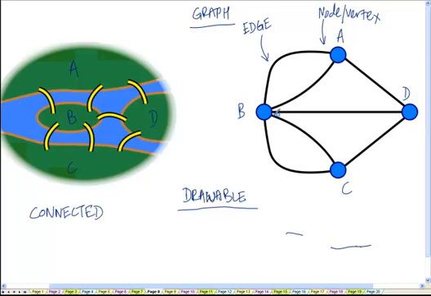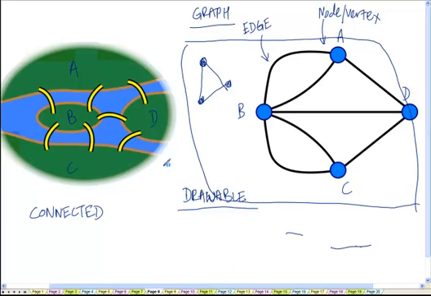A graph is said to be connected if there is a path between any two vertices in the graph. Okay, so for example, this Königsberg graph or multigraph is connected because we can start from any vertex and we can reach any other vertex. But suppose there were three other vertices like this, and if this whole thing was our graph, then this graph would have been disconnected because there is no way for us to start from this vertex over here and reach any of these four vertices.